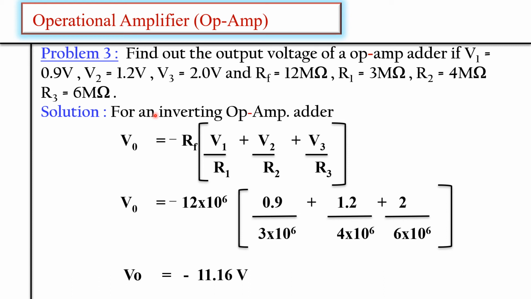Now the third problem: find out the output voltage of an op-amp adder if V1 is equal to 0.9 volt, V2 is equal to 1.2 volt, V3 is equal to 2.0 volt, and Rf equals 12 mega ohm, R1 equals 3 mega ohm, R2 is equal to 4 mega ohm and R3 is equal to 6 mega ohm.